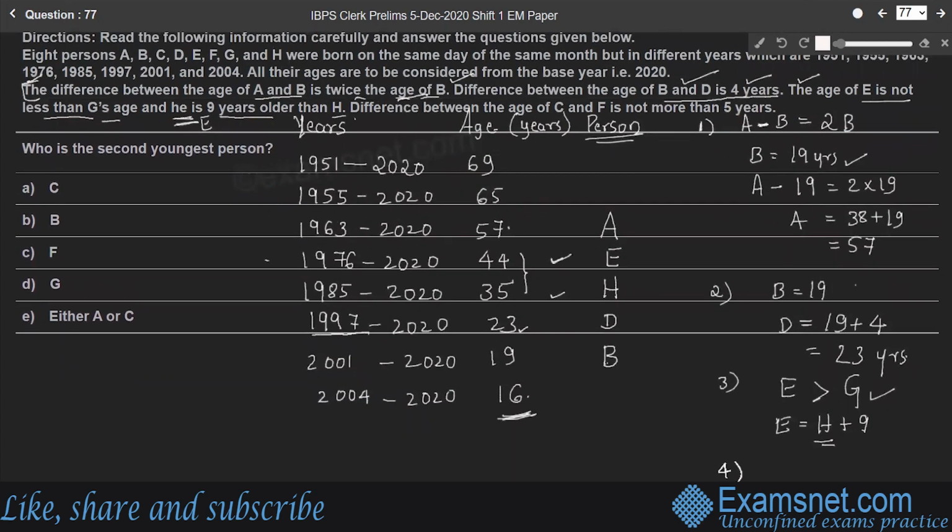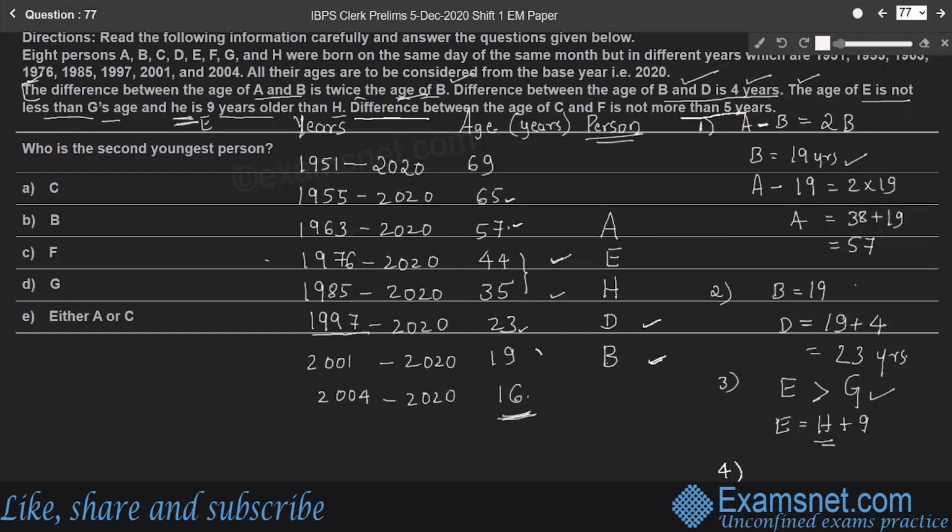Next. The difference between the ages of C and F is not more than 5 years. Look at the ages here. Between each age, 65 to 57, there is an age gap of more than 5 years. And between 57 and 44 also. Between 44, 35, 23 and 19, there is an age gap of 4 years. But for persons D and B here, 19 years and 16 years, there is an age gap of only 3 years, but one person is B here.